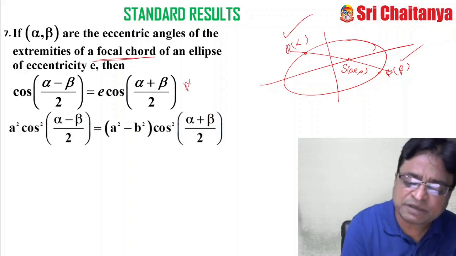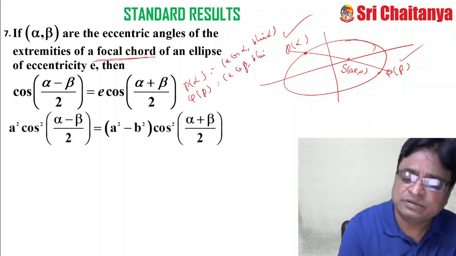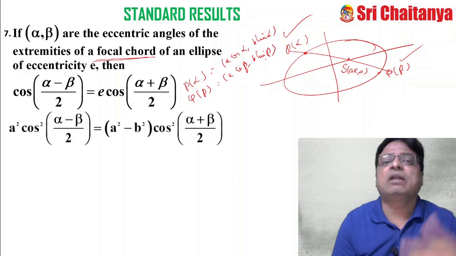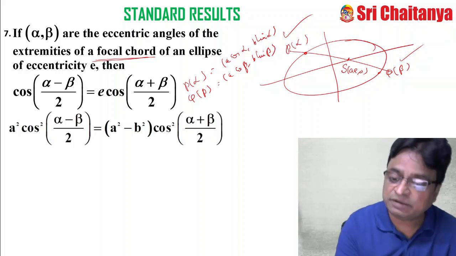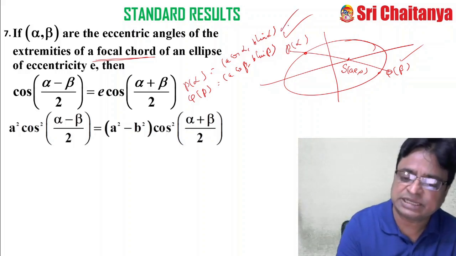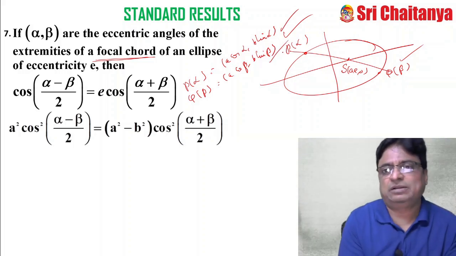What does P of alpha mean? That is a cos alpha comma b sin alpha. What is Q of beta? That is a cos beta comma b sin beta. Since my P of alpha is an extremity on the ellipse, I have considered this as a parametric point. Parametric point. So now you know it very well.